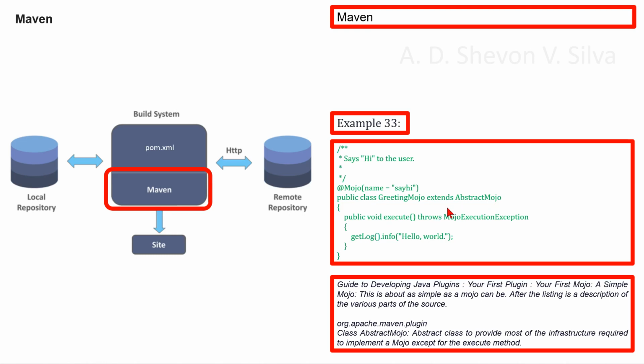The class listed here is a simple mojo class which has no parameters. The class org.apache.maven.plugin.AbstractMojo provides most of the infrastructure required to implement a mojo except for the execute method. The @Mojo annotation is required and controls how and when the mojo is executed.